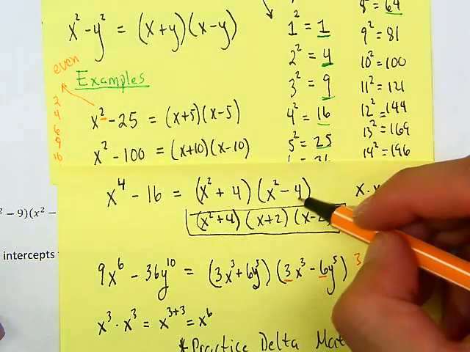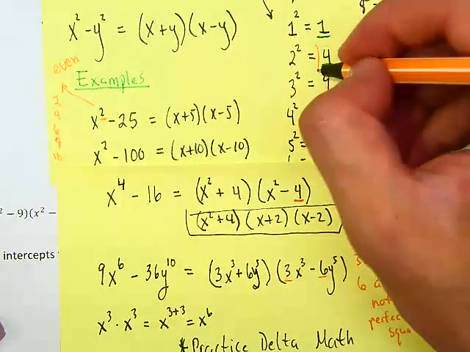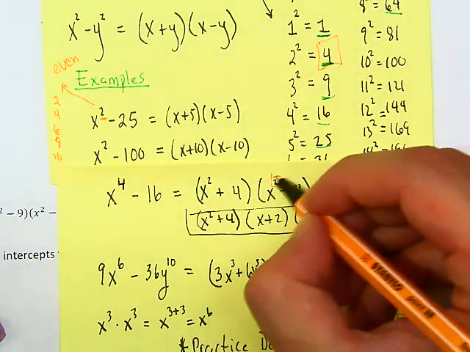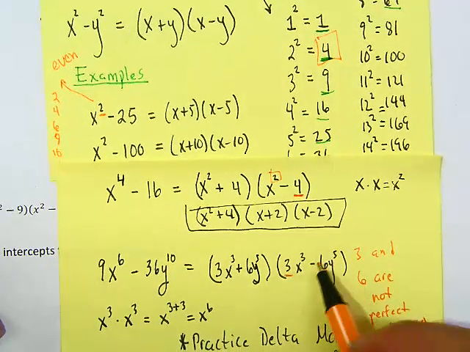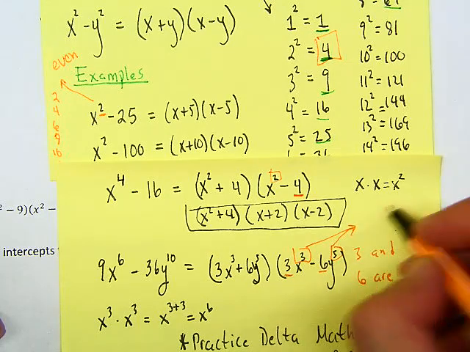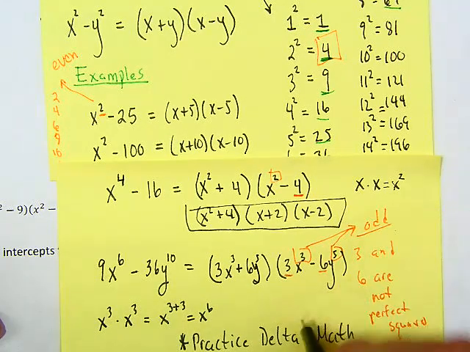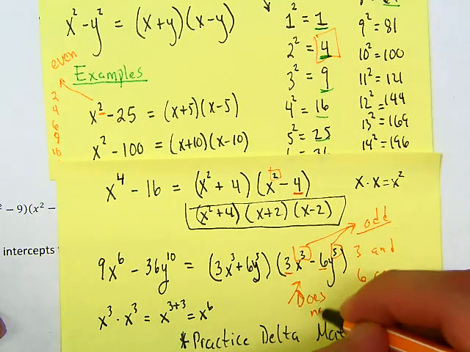But you see, why did this one factor again? Because this 4 is a perfect square, and look at the power of this. This power over here, number 2, is even. If you look over here, this 3 and this 5, if it's not even, then it's odd. So that's why this does not factor.